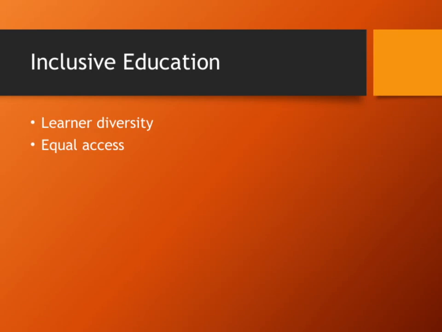Let's talk about learner diversity. It's important to recognize that every learner brings their own unique background, abilities, and ways of understanding to the classroom. Embracing this diversity means creating an environment where all students feel valued and supported. Now, this leads us to the concept of equal access. Ensuring equal access means removing barriers so that every learner can participate fully, regardless of their circumstances or needs.